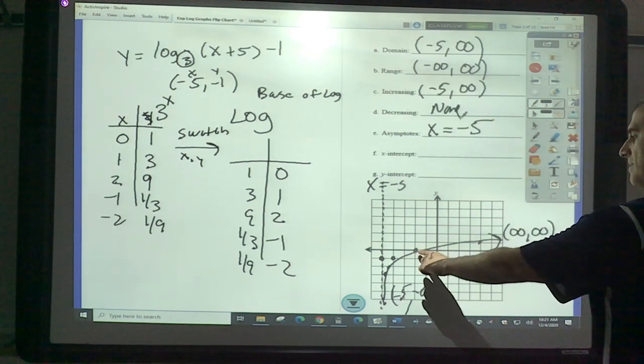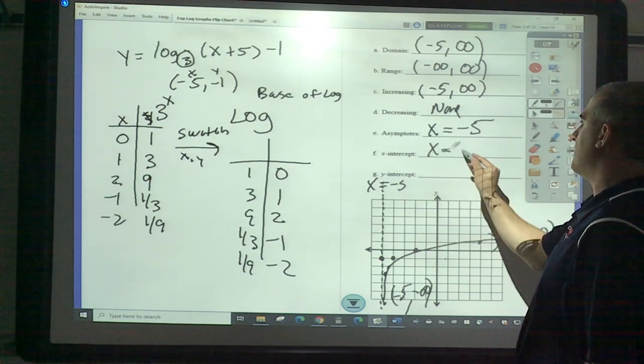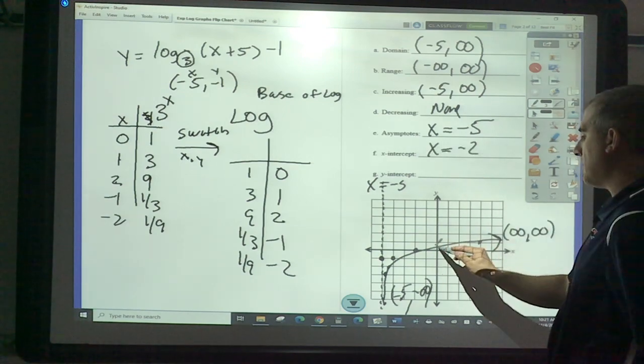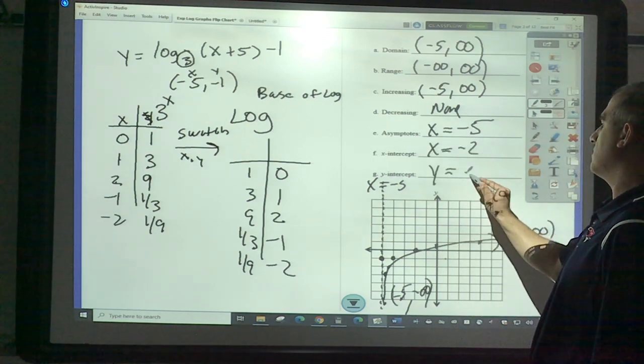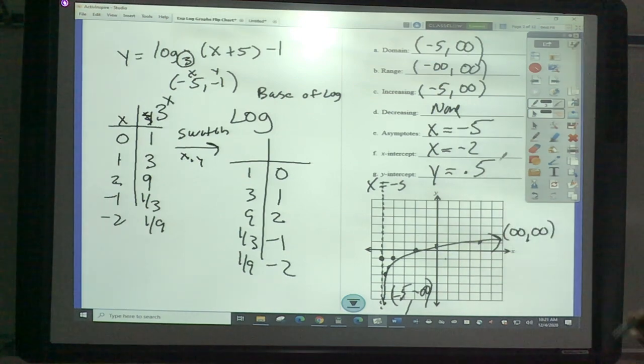My x-intercept, that's easy here. That's actually at a point of negative 2. My y-intercept, I'm going to estimate that at 0.5. As long as it's reasonable, you're good.